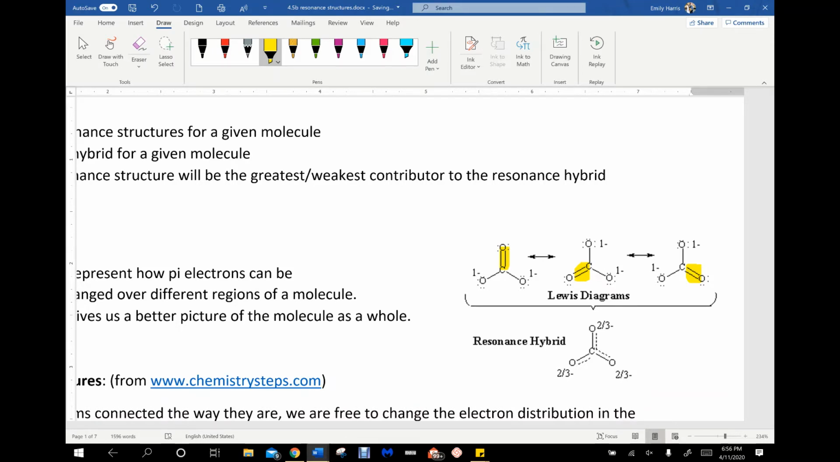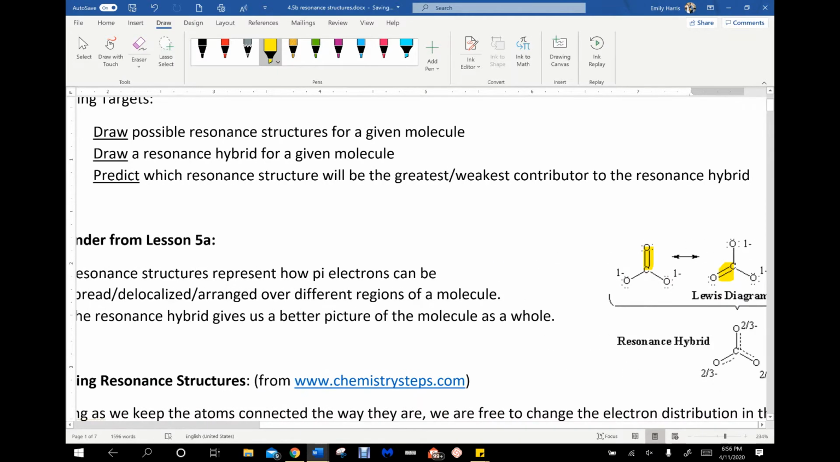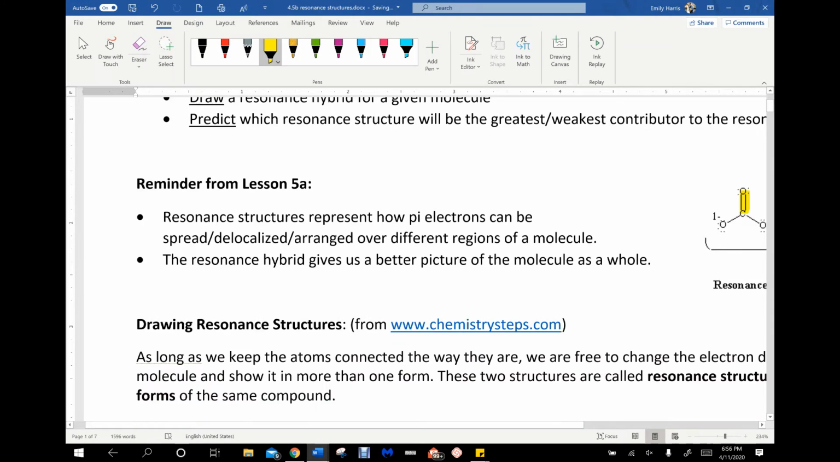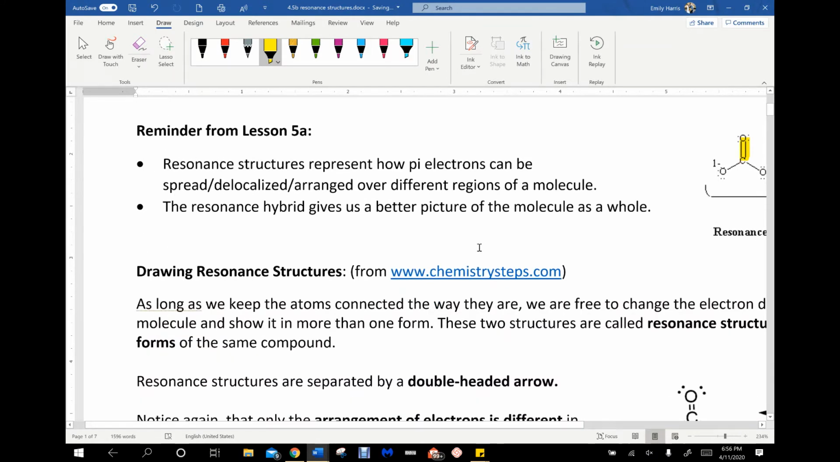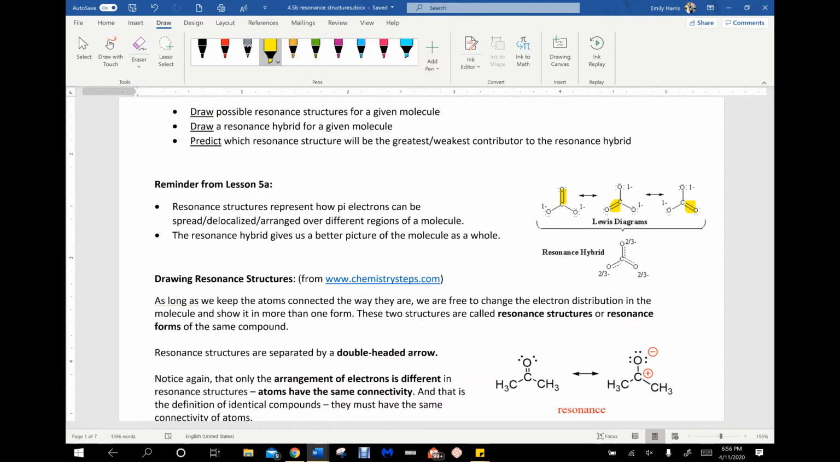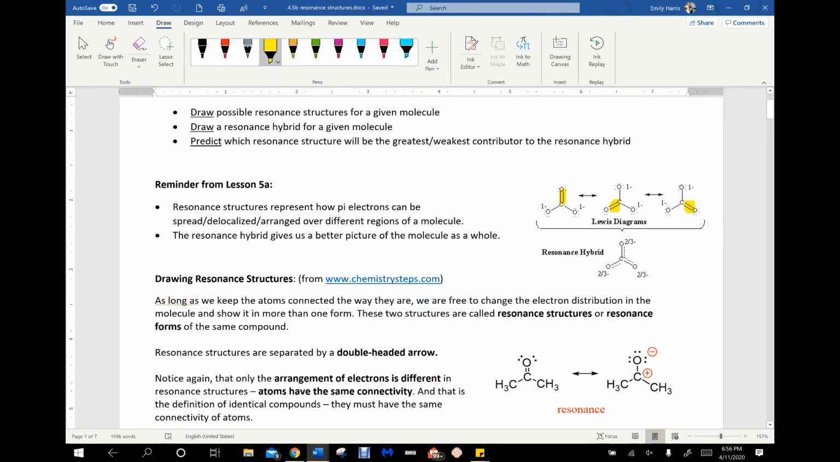And as a result, instead of each oxygen having 1 negative charge to itself, they end up being about a 2/3 negative charge, because at least in one of the resonance structures, they are all neutral at some point. Okay? And so the next part of this lesson is from chemistrysteps.com, a great resource if you ever find yourself taking a more in-depth organic chemistry course. But we'll use some of their text and examples as we go throughout.